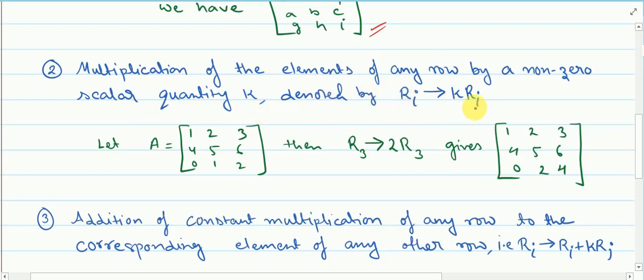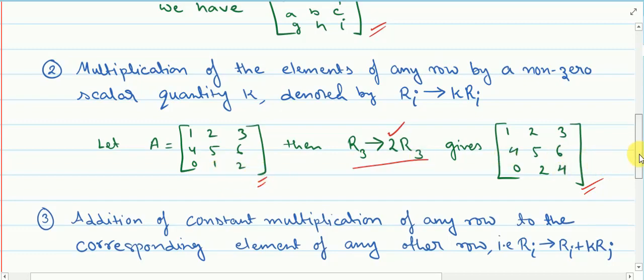It is denoted by this, and you can understand what it's trying to say by this example. Let's say I have a matrix. Then I can multiply any row by a constant. Let's say here I am multiplying the third row by 2. So this is how we write it, R3 becomes 2 times R3, and this you will get. You can see 0 times 2 is 0, 1 times 2 is 2, 2 times 2 is 4.